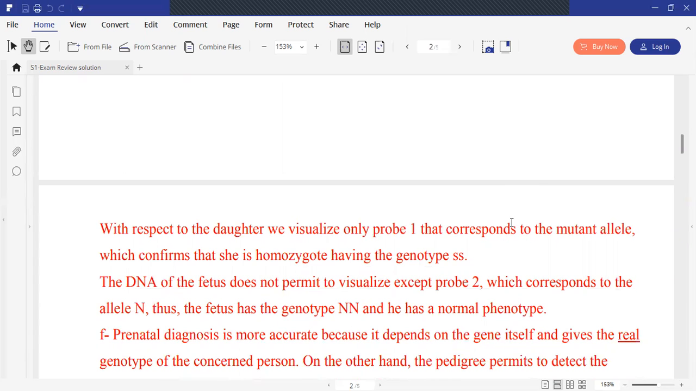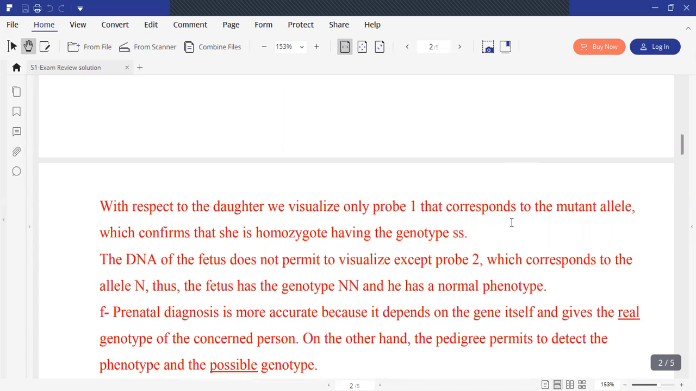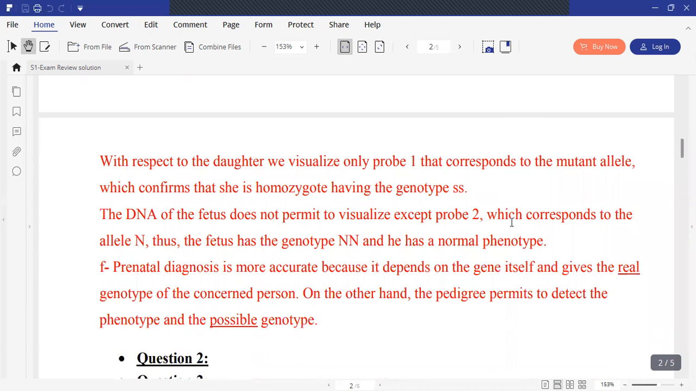Justify why prenatal diagnosis is more accurate than a pedigree in detecting a genetic disease. It's more accurate because it depends on the gene itself and on the real genotype. The pedigree permits us to detect the phenotype and the possible genotype. Maybe it's going to be effective or not. So prenatal diagnosis is more accurate and more precise.